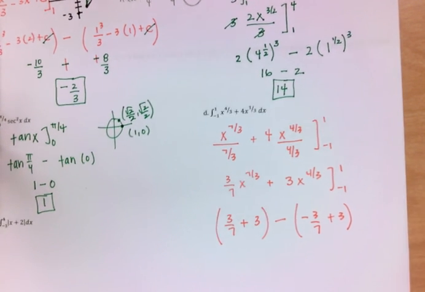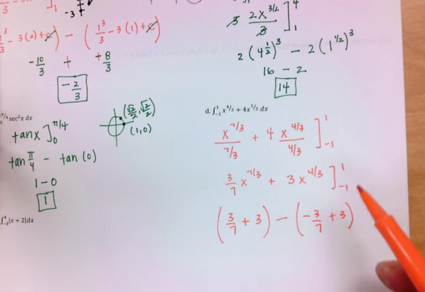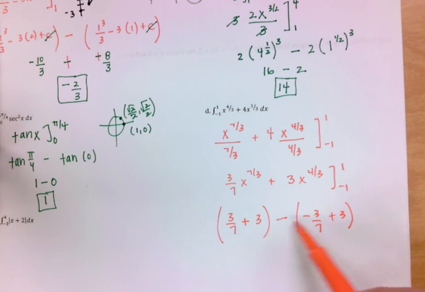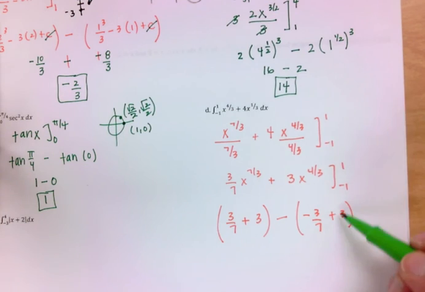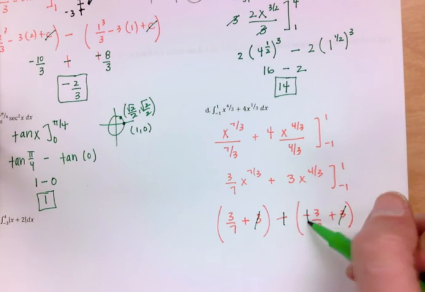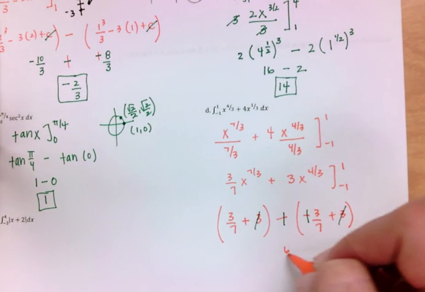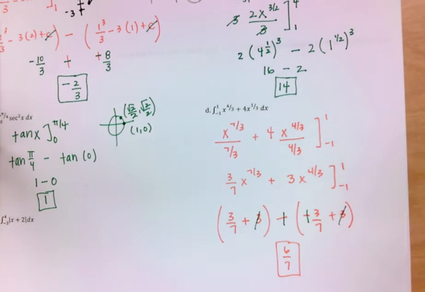Okay. And then you can either combine like terms here or get a common denominator, all that stuff, or you can notice that you have 3/7 minus another -3/7, and then you have a 3 minus a 3. So you can just see, I have a 3 minus a 3, so those would cancel to 0. And then you have 3/7 minus a -3/7. So that would be 6/7. So your answer for this one is 6/7.